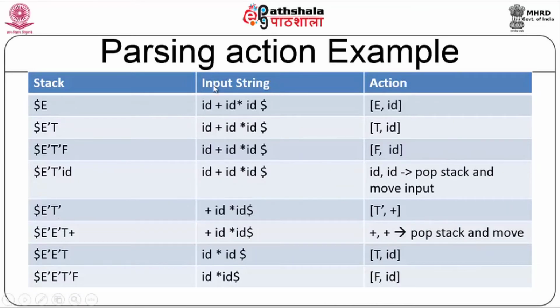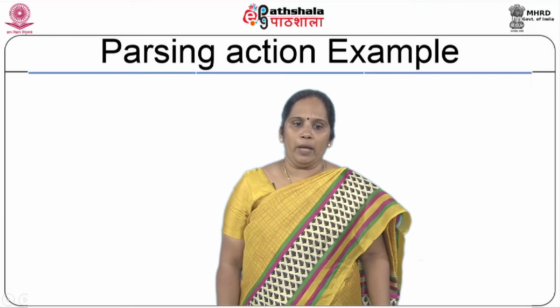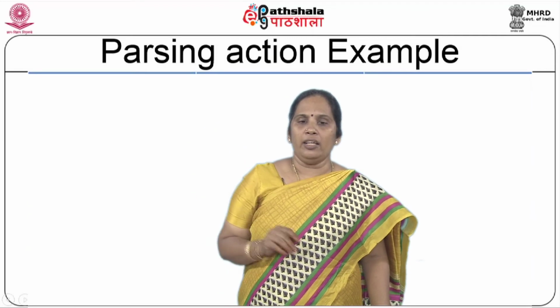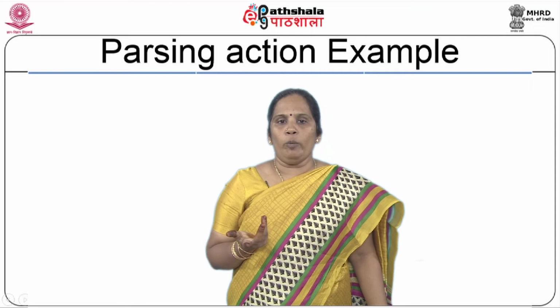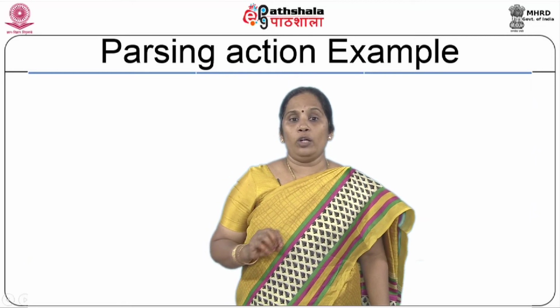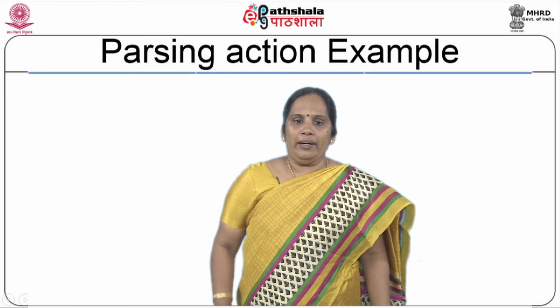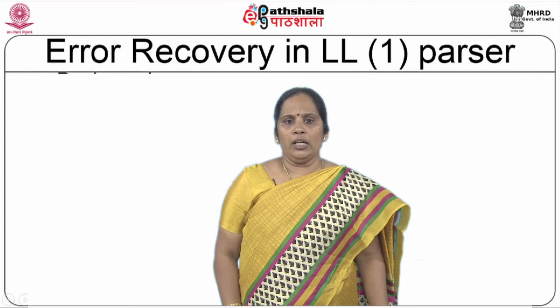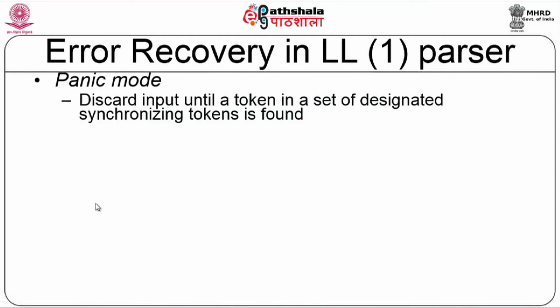Now, supposing any of the input is invalid, okay, if I have plus ID star ID, supposing my first string happens to be plus ID star ID, then plus comma E, there is no match at all, right, E comma plus, there is no match at all. So, in that case we say it is going to be an error. If the table entry does not have anything, we call that an error. So, in that case, how will the parser proceed with the compilation process?